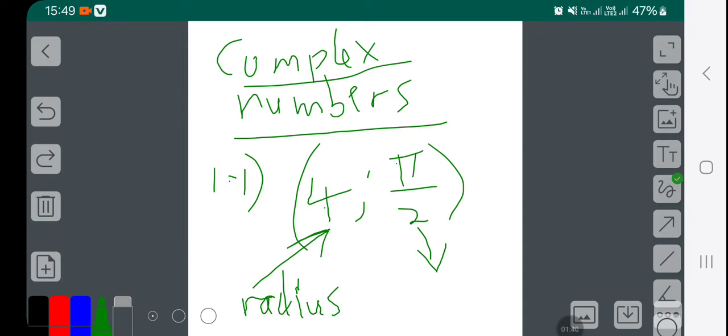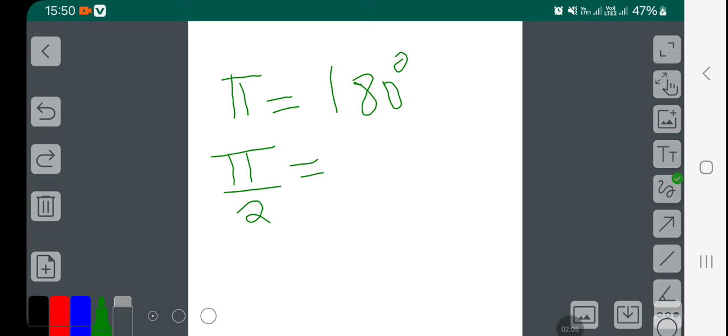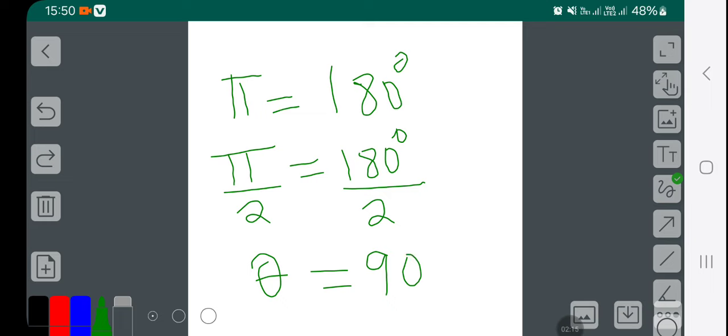What you must also know, which is also very important, is that your pi over 2 is in radians. To make our life easier, you can convert it to degrees. So let's first convert that pi over 2 to degrees. How do we convert it? As you know, pi is equal to 180 degrees. Therefore, if you're given pi over 2, since pi is 180 degrees, you divide it by 2. Therefore, your angle in degrees is going to be 90 degrees.